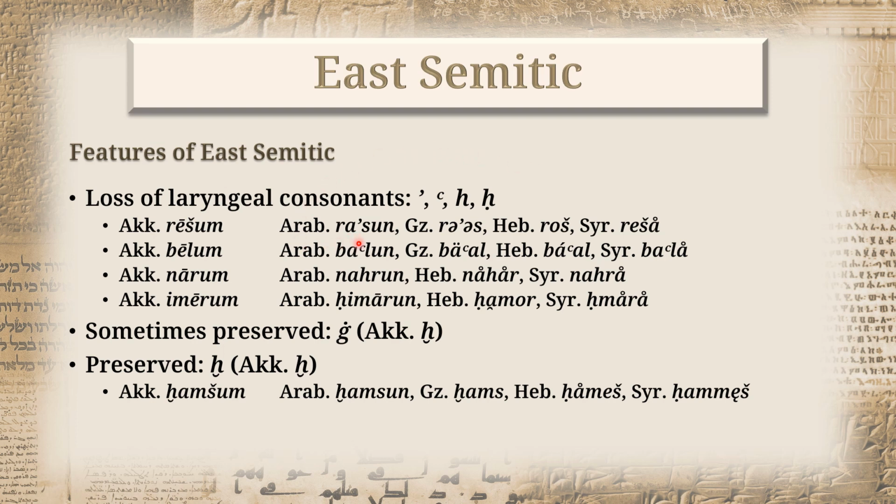That's why, for example, the word for head. In Arabic, you say Ra'sun with a glottal stop, with a Hamza in Arabic, Ra'sun. In Ge'ez, you say Re'is. In Hebrew, it is lost, you say Rosh. And in Syriac, you say Resha. It is also lost in those two. And just like in Hebrew and Syriac, it is lost in Akkadian, which is why it looks like in Akkadian you said Reshum. Okay?